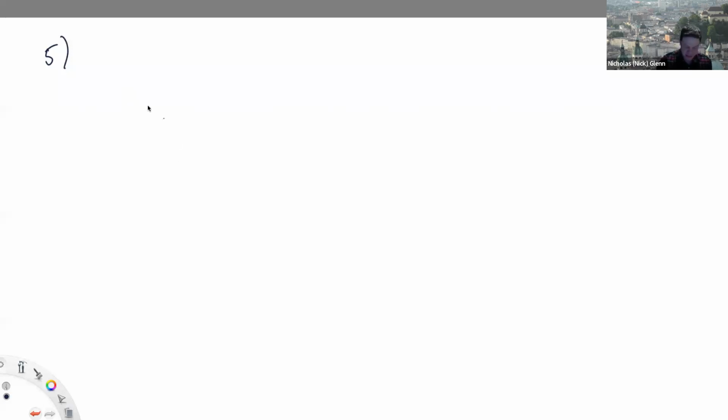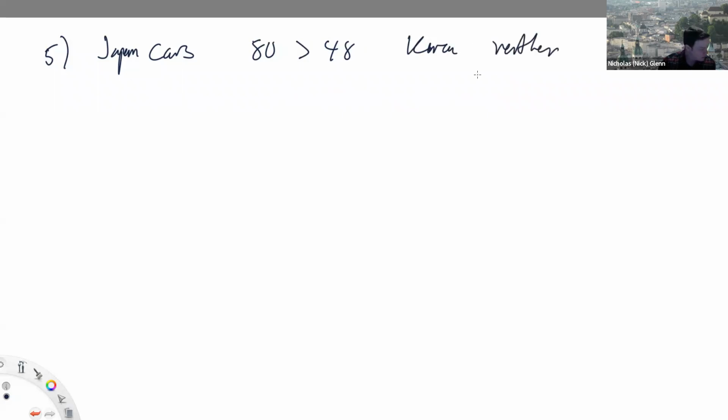Well, Japan has an absolute advantage in cars. They can produce 80, that's greater than 48 from Korea. All right. So Japan has absolute advantage, whereas Korea didn't have absolute advantage in either one of them. They can produce just as many airplanes, but that's not an absolute advantage because it's the same, and they produce fewer cars than Japan. So, all right, Korea neither. And so that's going to be C.